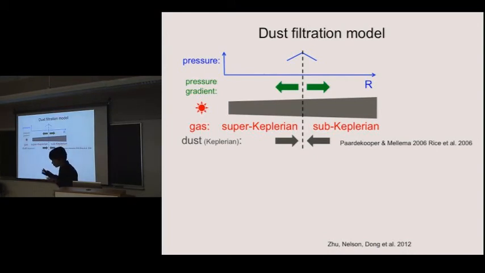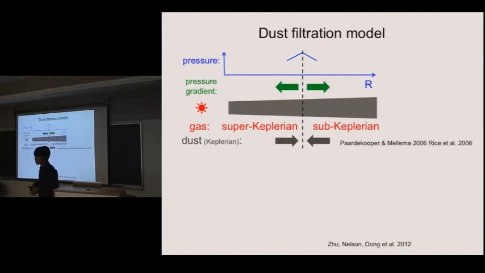The basic idea is very simple. If you have a pressure peak in the disk, which can be caused by whatever reason, like if you have a gap opened by a planet, then the edge of the gap will serve as a pressure peak. Then the pressure gradient points away from the peak. Your gas is subject to the pressure gradient. So the inner part of the disk, you have super-Keplerian rotation. The outer part of the disk, you have sub-Keplerian rotation.